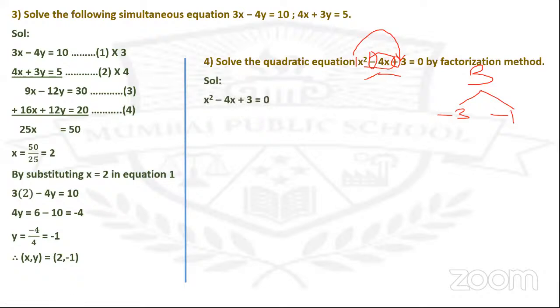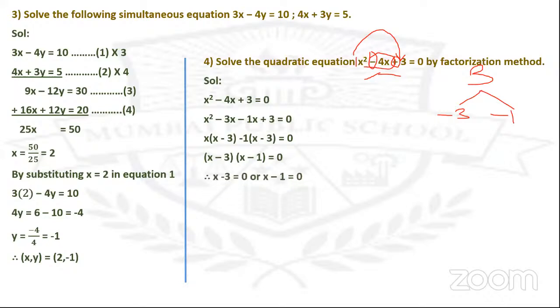So x square minus 4x plus 3 equals 0 is written as x square minus 3x minus 1x plus 3 equals 0. You'll get x into x minus 3 minus 1 into x minus 3 equals 0. So you'll get x minus 3 into x minus 1 equals 0. So the value of x equals 3 or equals 1. Sorry, I said minus 1, mistake. It's equal to 1. Understand? Very simple questions.